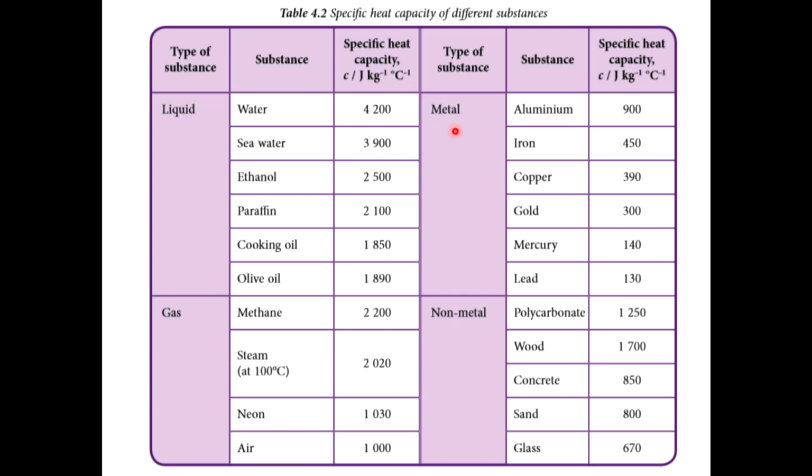As for metal, I want to focus on copper. The specific heat capacity for copper is 390 joule per kg per degree Celsius. This is considered a small specific heat capacity. So it means that for 1 kg of copper, in order to increase the temperature by 1 degree Celsius, copper needs to absorb 390 joule of heat energy.